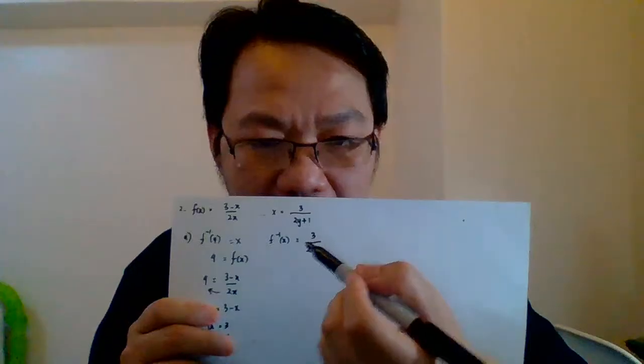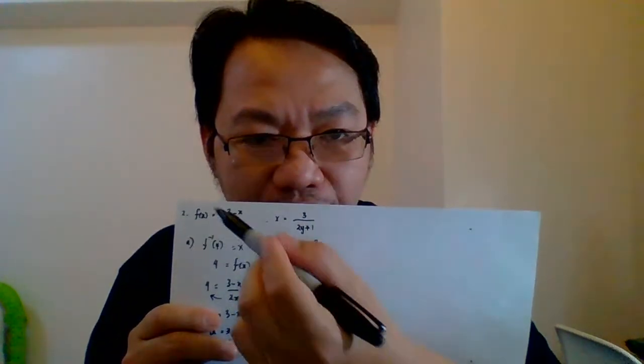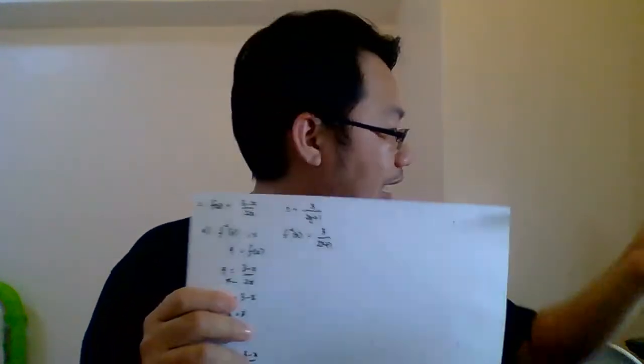And then we must make a conclusion, f inverse x. This is our f standard, f normal equation. And if you read the question saying that f normal and f inverse are equivalent to each other, we just write down the equivalent equation. So fx equals to f inverse x. So fx is (3 minus x) over 2x equals to 3 over (2x plus 1). Okay, guys.